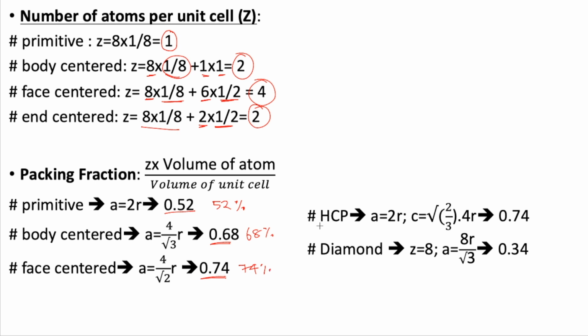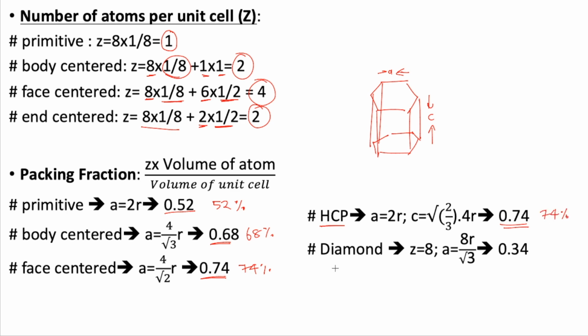Similarly, if you calculate for HCP, that is hexagonal close packing, the relationship between A and R is A equals 2R, and there is one more length called C, because hexagonal close packing will have two types of length, as it is hexagonally packed. So apart from the edge length A, you also have C, which is the height. C is related as C equals under root 2 by 3 into 4R. Packing fraction here is also 0.74 or 74%.